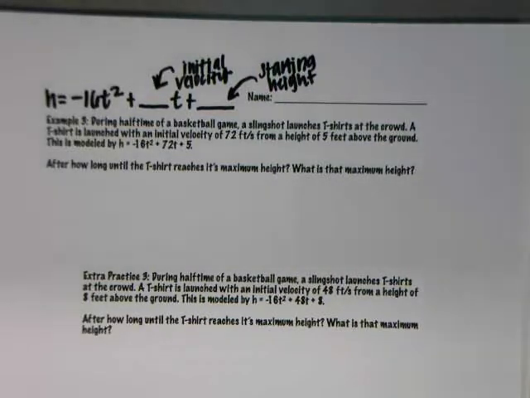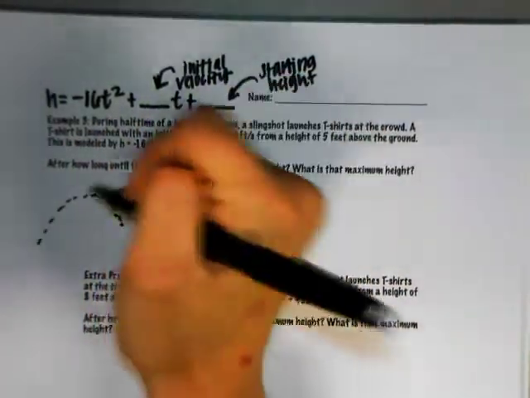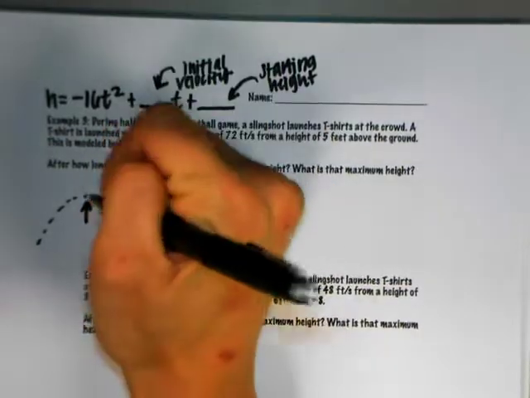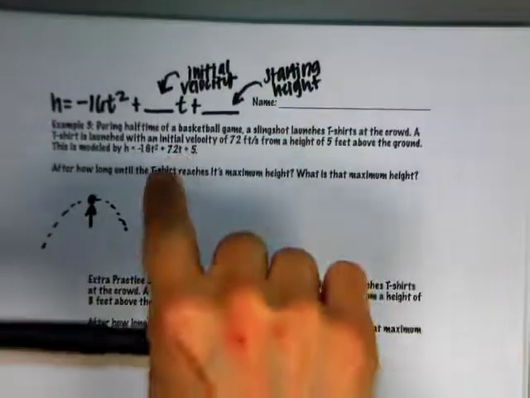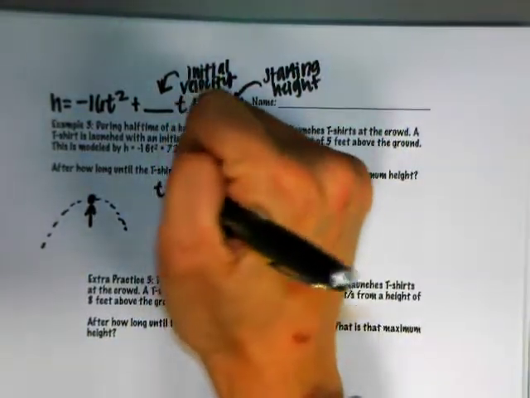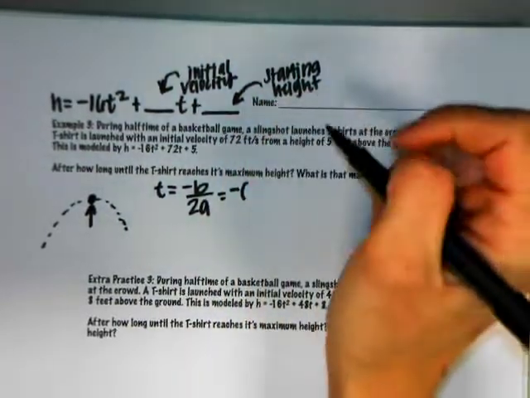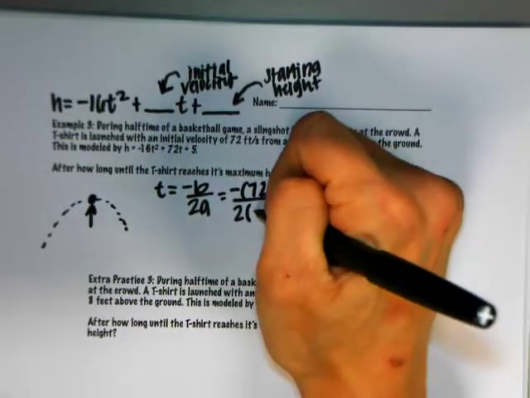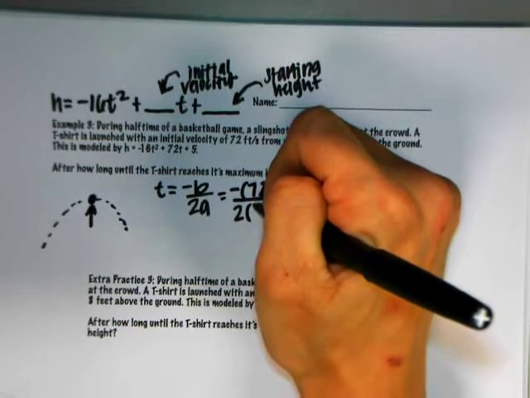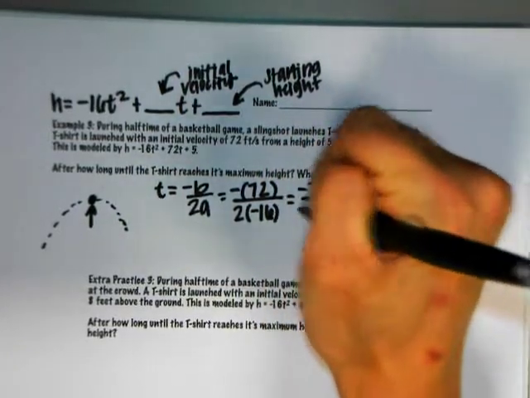All right. So we're trying to figure out, like, a t-shirt being launched, right? And then someone's catching it. We're trying to figure out this right here, which is the vertex. In this case, t is the input value. So t equals negative b over 2a. What's the b? 72. And what's the a? Negative 16, yep. That's going to be negative 72 divided by negative 32.